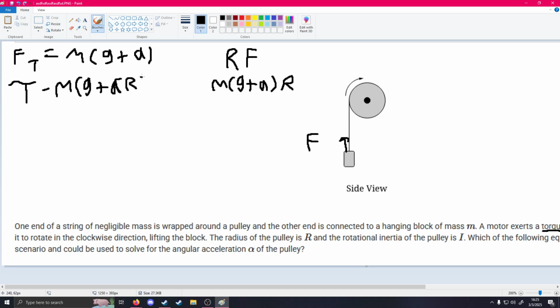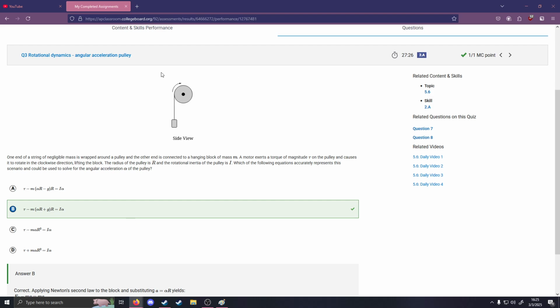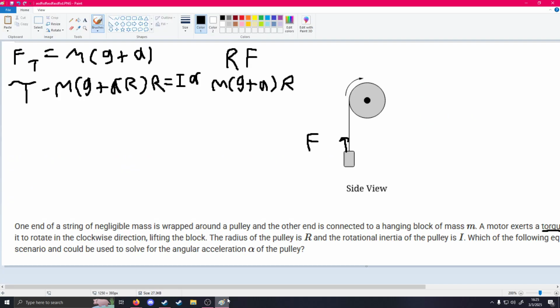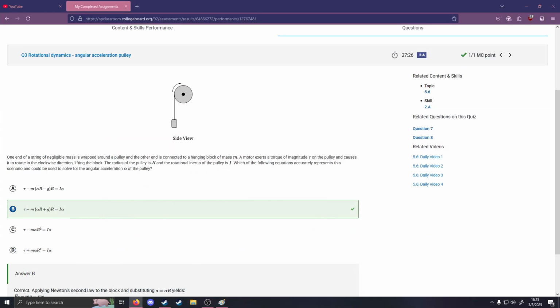So we're just going to go back a little. Alpha r times r. Okay, so that's equal to inertia times angular acceleration. Now let's actually look. Okay, t minus m times alpha r plus g times r equals inertia times alpha. What do you know? That's our answer. We did it.